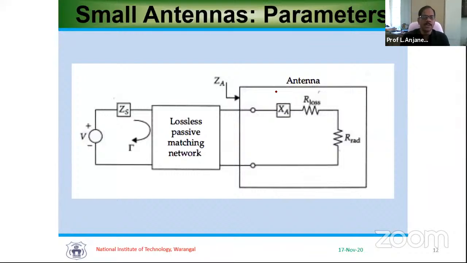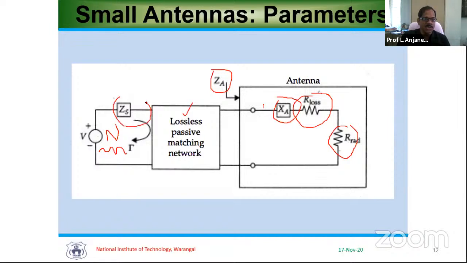This is based on an equivalent circuit that we should take, because the antenna has a radiation loss, R loss, and then radiation resistance, and then the antenna impedance. Typically, when you feed high frequency oscillating energy to be radiated, it has to be a sinusoidal energy that we feed. And there should be a lossless matching network, so that the antenna impedance ZA is matched to the source impedance. Otherwise, you will not have effective radiation from the antenna.